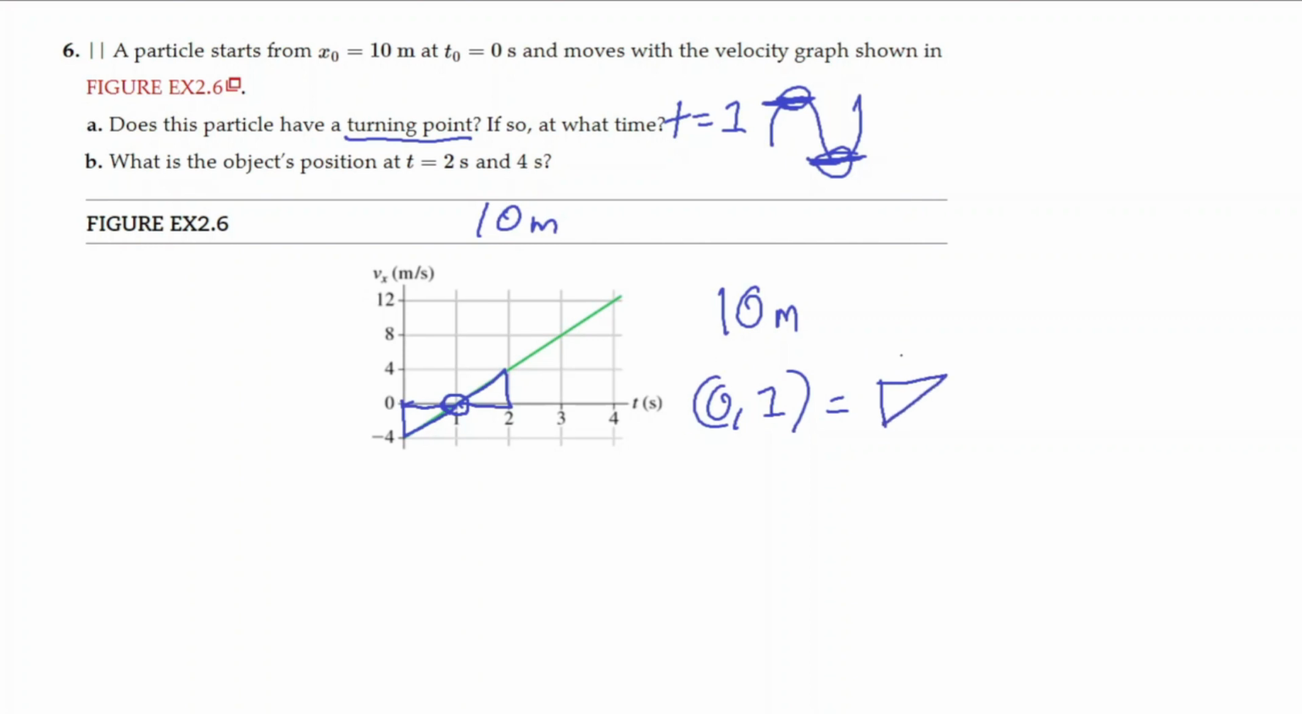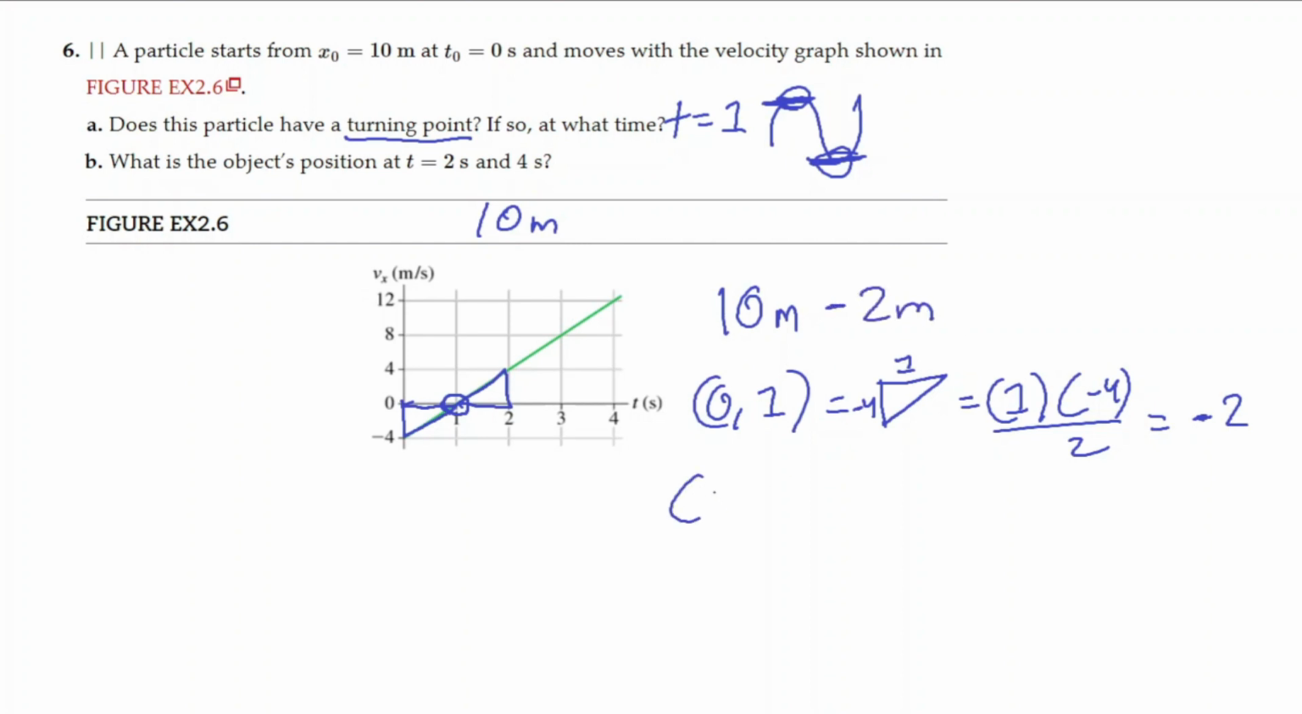We could draw it out. So our base is going to be 1, and then our height is going to be negative 4. So now we just find the area of a triangle, which is going to be 1 times negative 4 over 2, which is going to be negative 2. And now we have our interval from 0 to 1, which is going to be minus 2 meters.